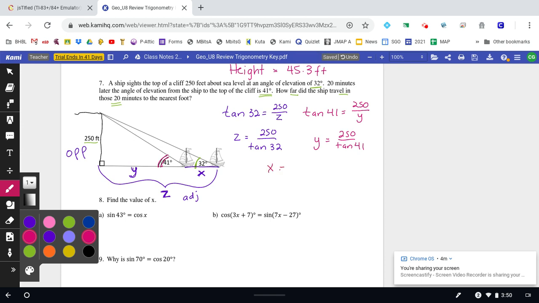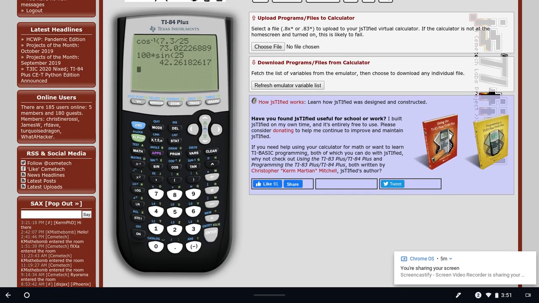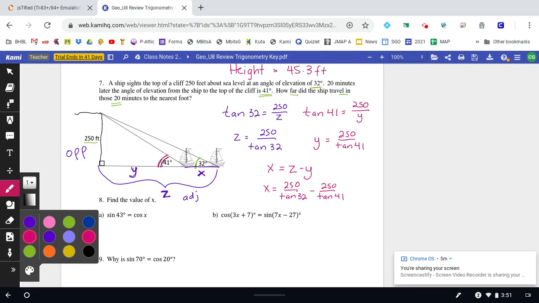Now we said in the beginning that x was really equal to the z if I take away the y. So my x is really 250 over the tangent of 32 minus 250 over the tangent of 41. Now I could have put all these in and had decimals here. It's just a matter of preference. Let's see, I've got 250 over the tangent of 32 minus 250 over the tangent of 41. And I get 112. You wanted this to the nearest foot. So x is approximately 112 feet.